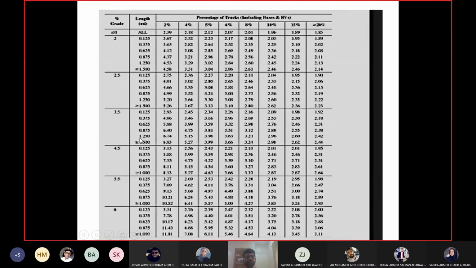Sorry, 10% trucks, right? I have 10% trucks. So I will look into this factor. 10% trucks is this one. Sorry for the quality of the image, but the image is much better in the book. Go to the book, you will see this much clearer. But for the time being, just believe me, this factor is 2.96. 10% trucks, 3.5% gradient, and 1.25 mile length. So the equivalency factor is 2.96.